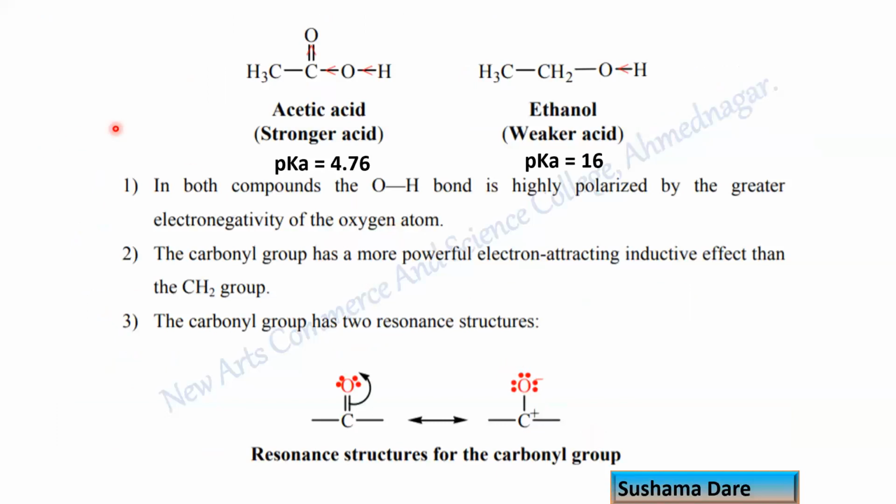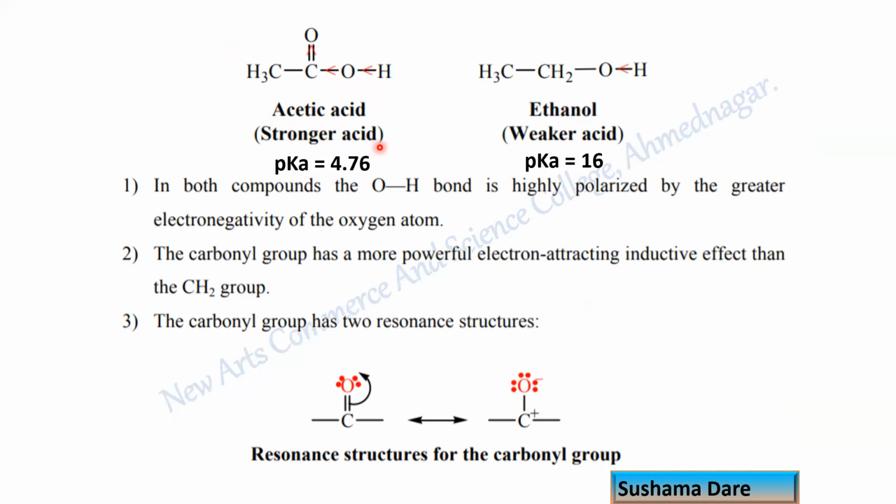The same is given over here. Now here, instead of formic acid, the acid is acetic acid, or ethanoic acid. The pKa value of this is 4.76, while ethanol's pKa value is 16. So from the pKa value, we conclude that ethanol is a weaker acid, while acetic acid is a stronger acid.